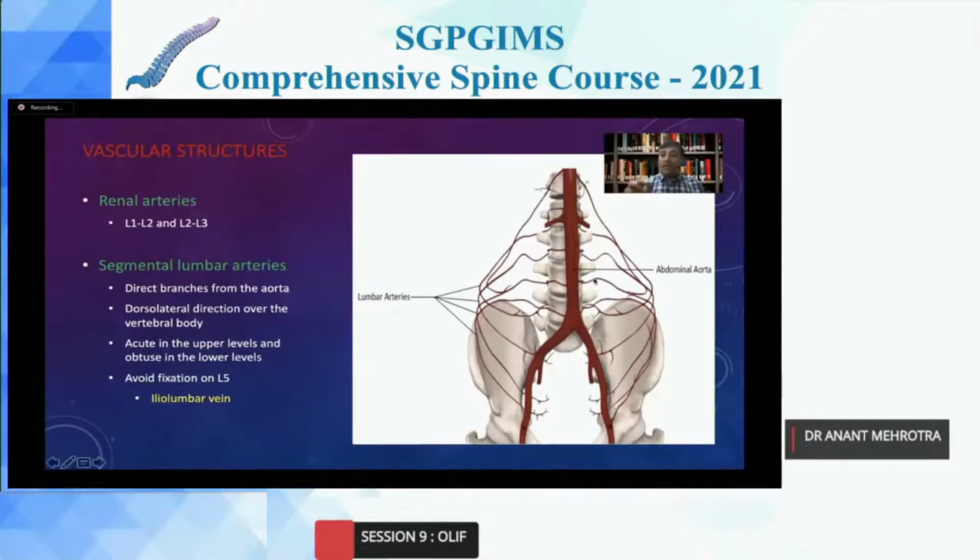Now, another important vessel that might be encountered is the iliolumbar vein, especially at the L5 level. So, how to prevent that? Many people actually advocate not using the fixating screws at the L5 level. That can be done, but if you have to use the fixating screws, then you need to do a meticulous dissection over the vertebral body and see that no segmental artery or vein is present, so that vascular injury can be minimized or avoided.